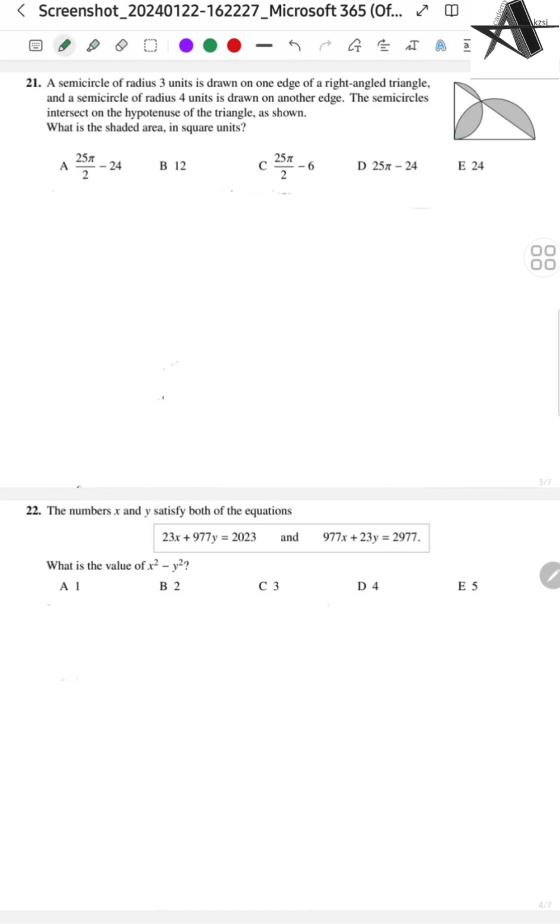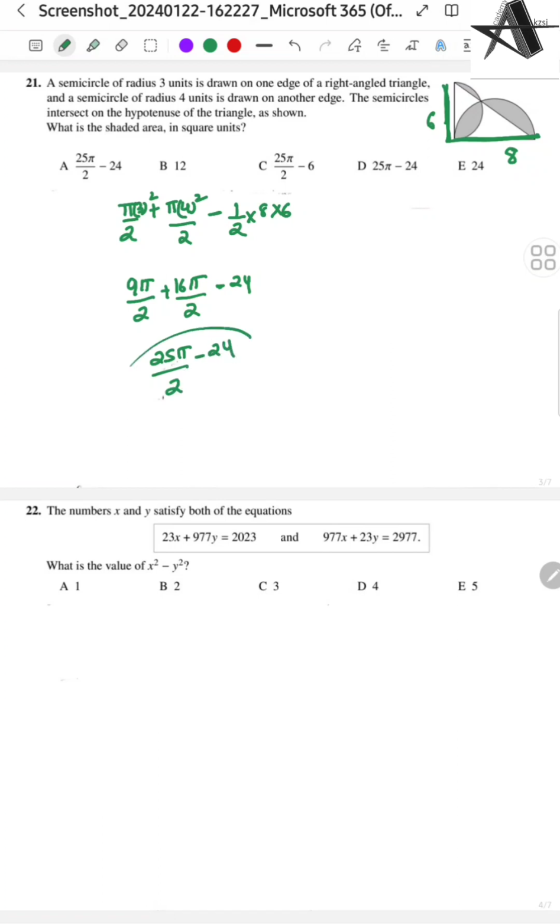So what's given? The radius is 3 units. So pi r squared over 2 because it's a semicircle. The radius is 4, so pi 4 squared over 2. Here it was 3 squared, this is 4 squared, again over 2. Subtract half times base times height. The base is twice 4, which is 8, and the height is twice 3, which is 6. So half times 8 times 6. So this will be 9 pi over 2 plus 16 pi over 2 minus 24. If you add 9 pi and 16 pi, you'll get 25 pi over 2 minus 24. So your answer is A.